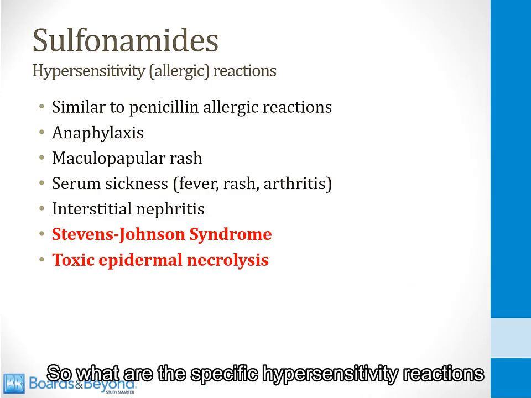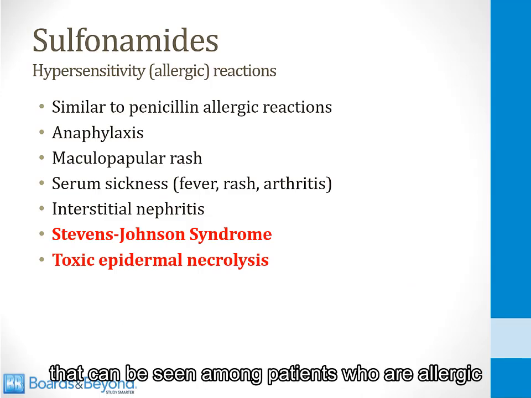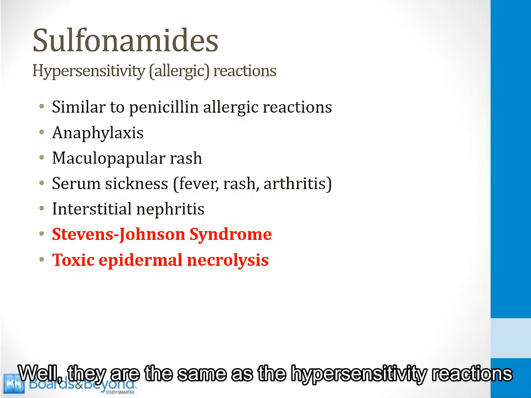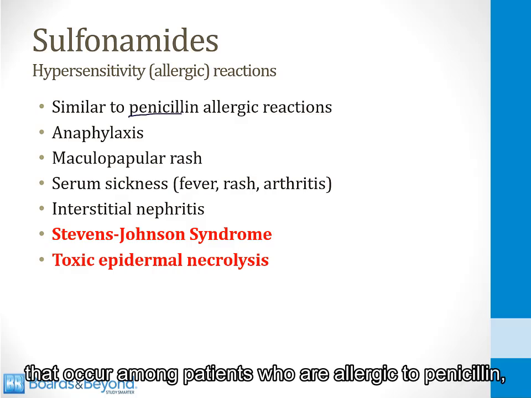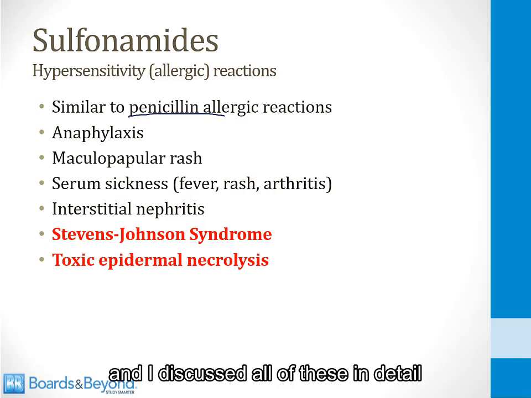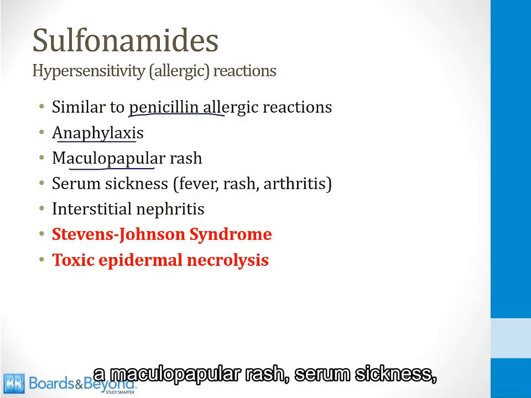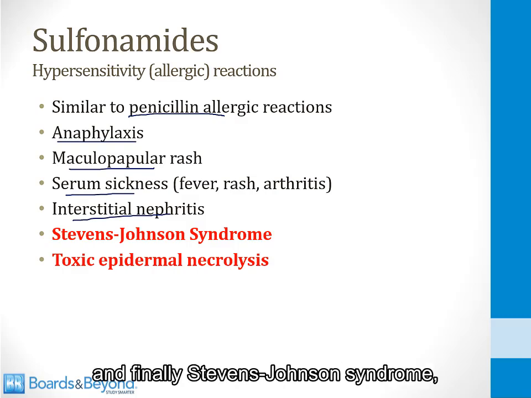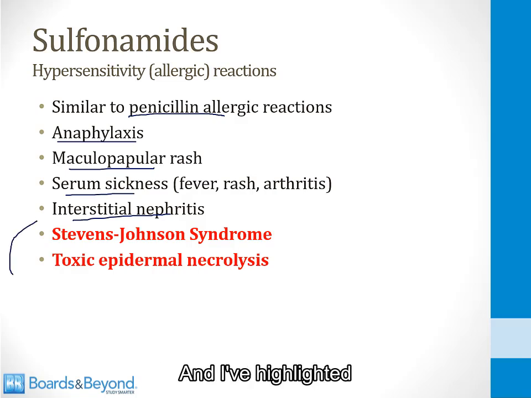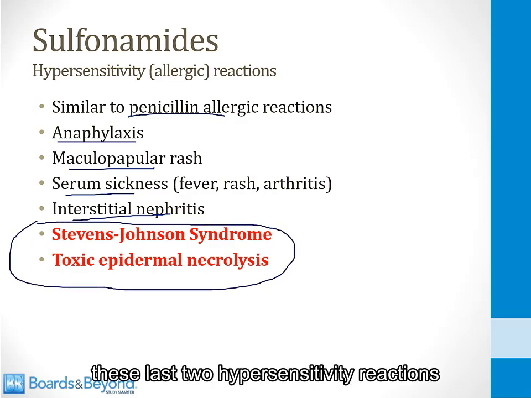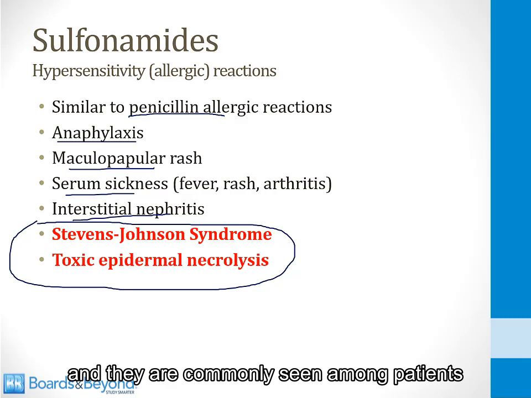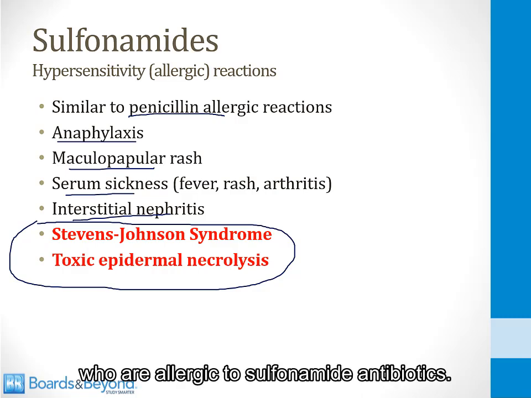So what are the specific hypersensitivity reactions that can be seen among patients who are allergic to sulfa drugs? Well, they are the same as the hypersensitivity reactions that occur among patients who are allergic to penicillin, and I discuss all of these in detail in the video on penicillins. These reactions include anaphylaxis, a maculopapular rash, serum sickness, interstitial nephritis in the kidneys, and finally Stevens-Johnson syndrome and toxic epidermal necrolysis. And I've highlighted these last two hypersensitivity reactions because these are life-threatening skin reactions, and they are commonly seen among patients who are allergic to sulfonamide antibiotics.